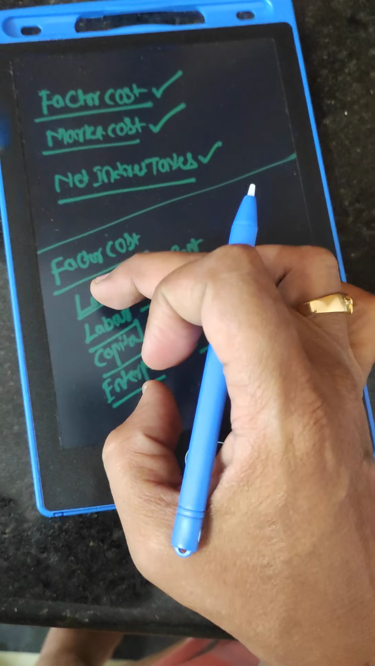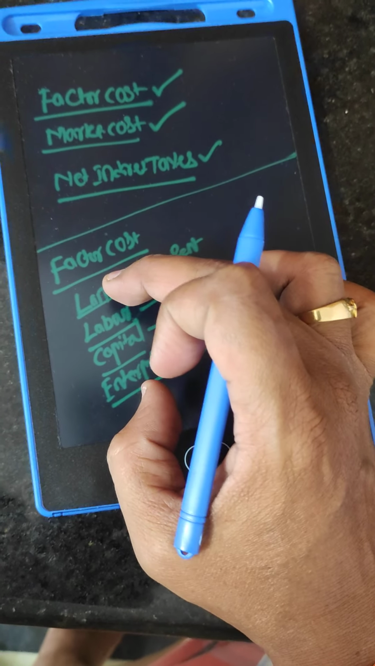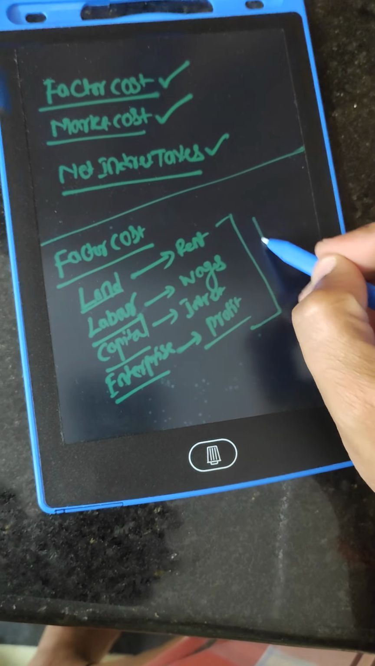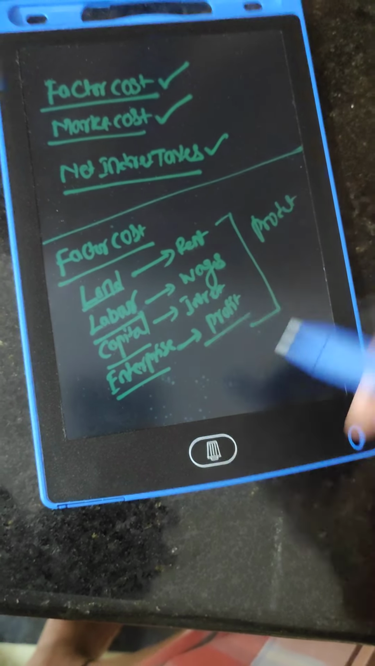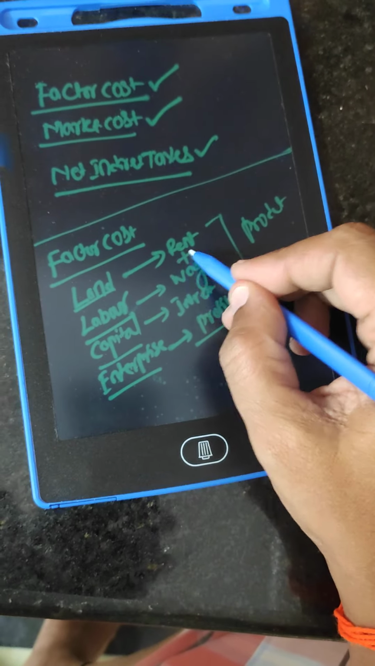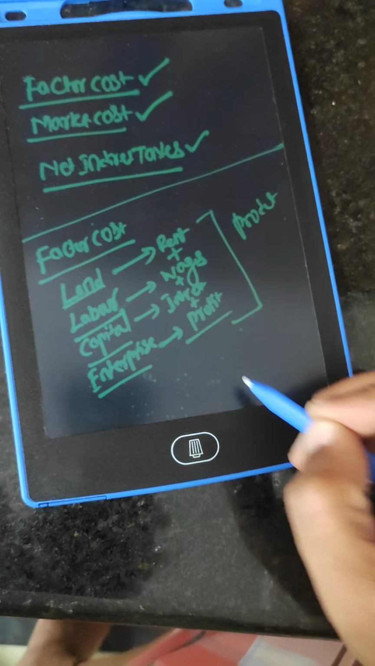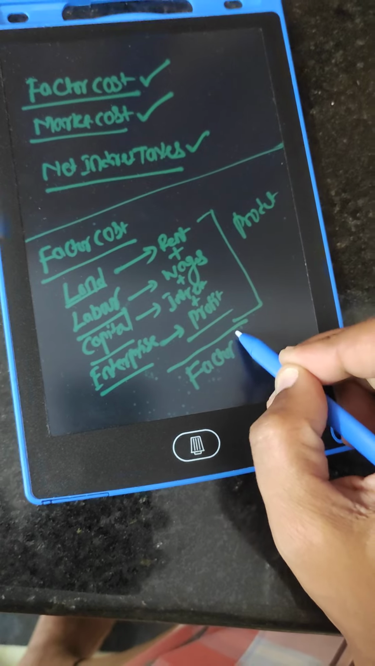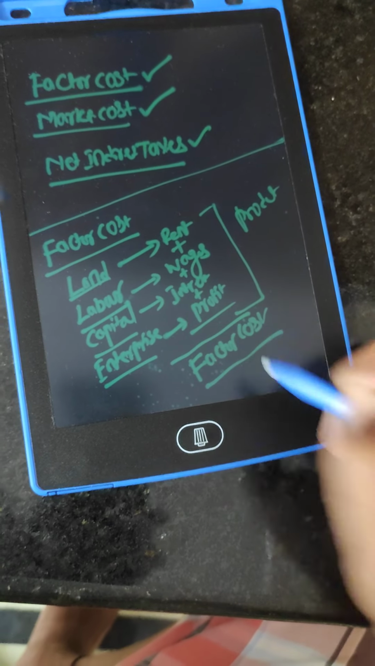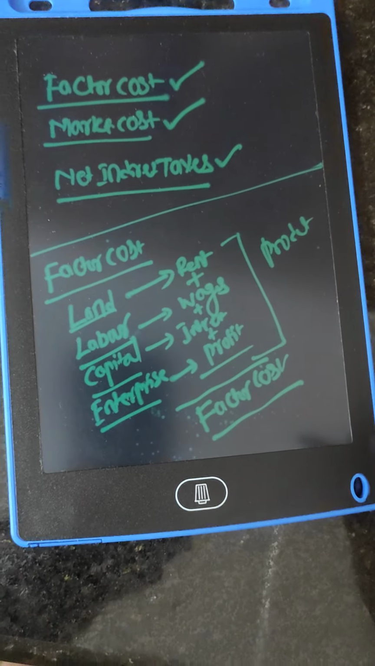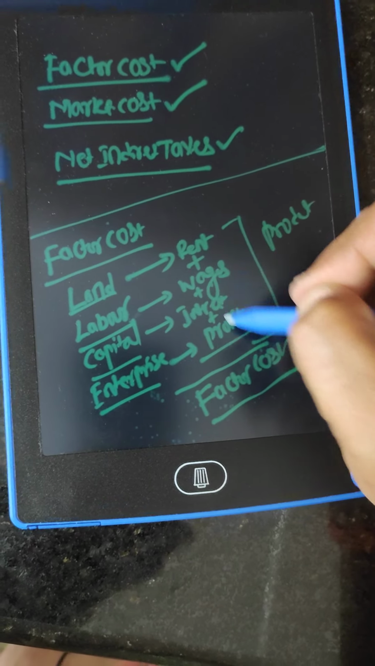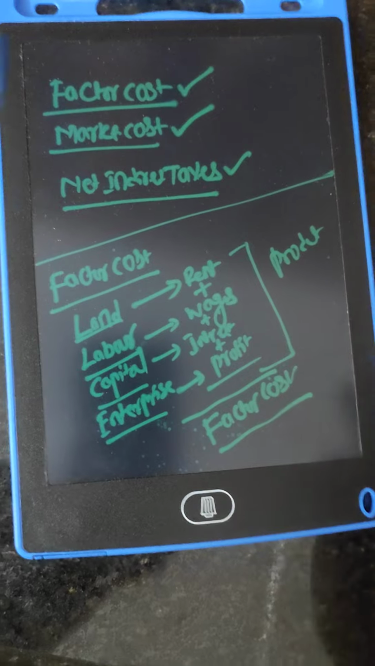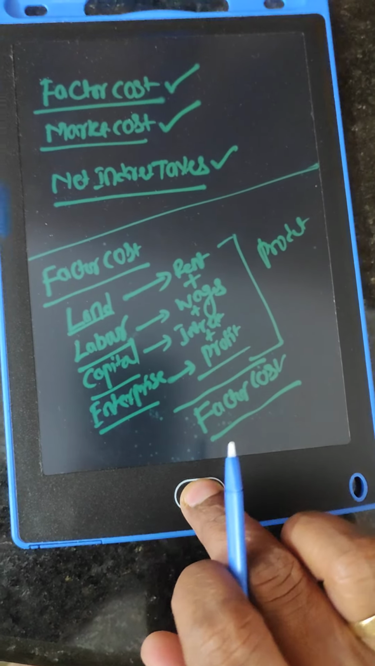So by using these factors, we are creating a product. The sum of all these is called factor cost. Got it? The sum of all this is called factor cost. Now you understand what is factor cost? It's very easy, right? Now we'll see what is market cost.